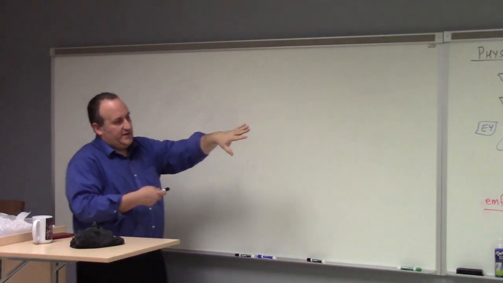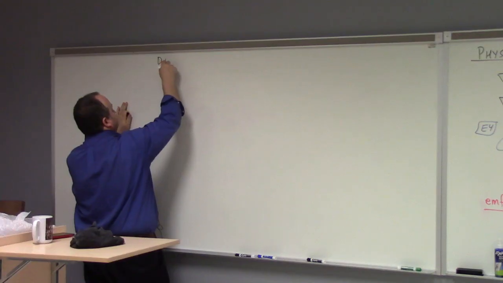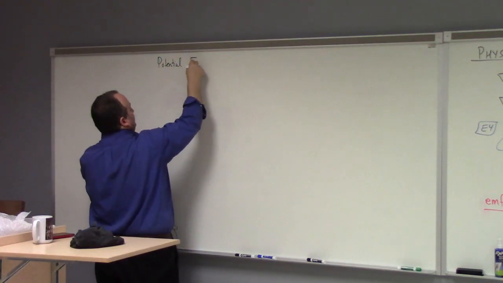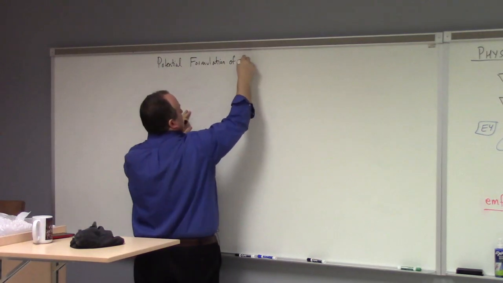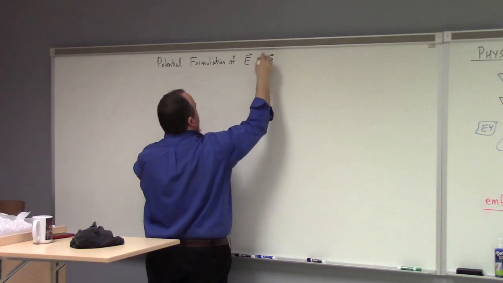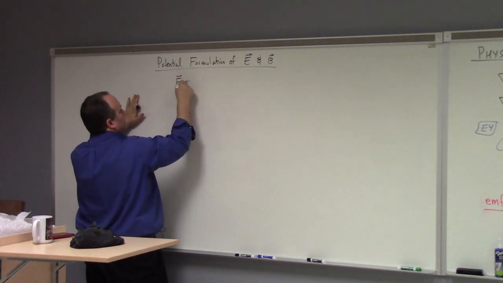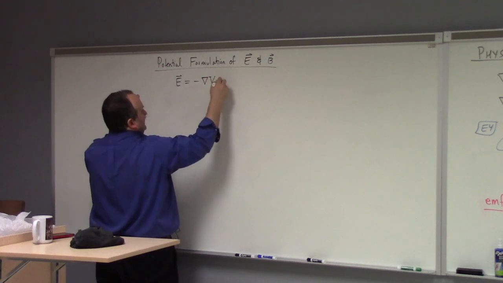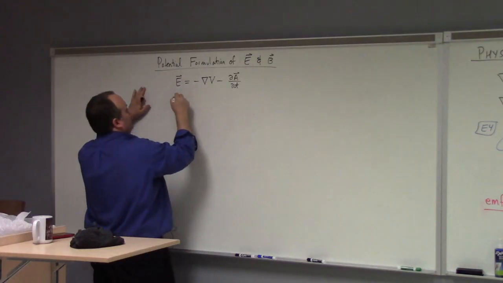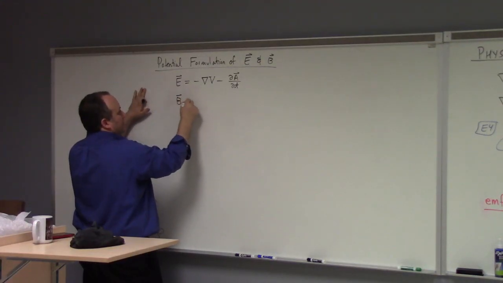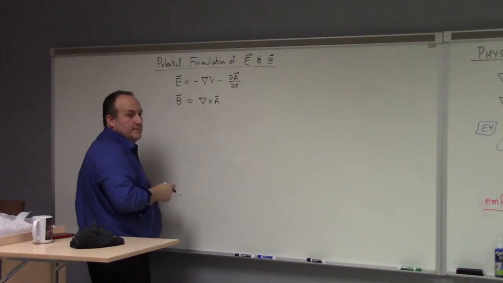So I was just talking about the potential formulation of the electric and magnetic field. I'll talk just a little bit about this, not too long. I already kind of spilled the beans here. The electric field is minus the gradient of the voltage function minus partial A partial t. Well, this A that I've introduced, the curl of A is the magnetic field.